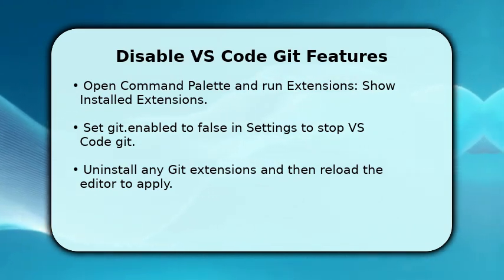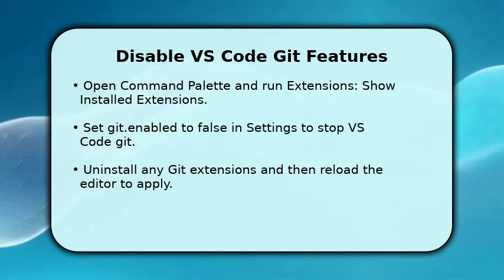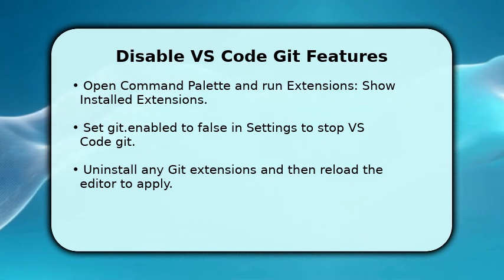Open Settings and set git.enabled to false to stop VS Code from using Git features. For any third-party Git extensions, click Uninstall and then reload the window when prompted. These steps stop VS Code from tracking repositories and remove UI elements like Source Control.